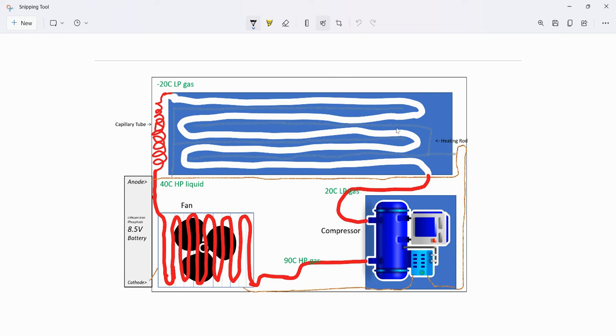These heating rods are to prevent frost gathering on the evaporator coils, as this can be a big problem. If frost develops on the evaporator coils, it prevents any heat transfer, causing the refrigerator to get ineffective over time.